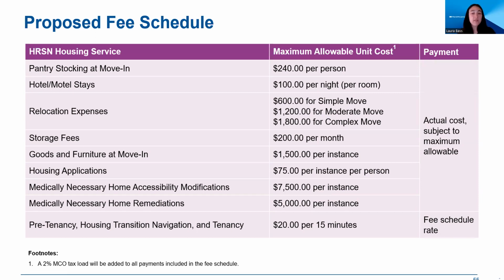housing applications with a proposed price of $75 per instance per person, medically necessary home accessibility modifications with a proposed price of $7,500 per instance, medically necessary home remediations with a proposed price of $5,000 per instance, and then finally pre-tenancy housing transition navigation and tenancy support with its proposed price of $20 per 15 minutes. So as a reminder, these are prices that are based on our research and Oregon Health Authority staff feedback, among other feedback. And we are interested in hearing feedback from all of you before these prices are finalized.